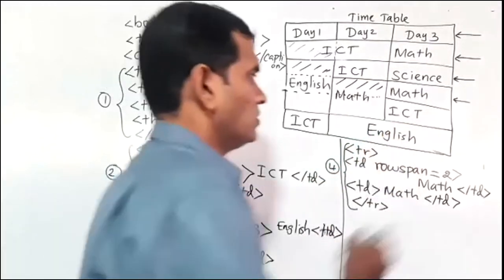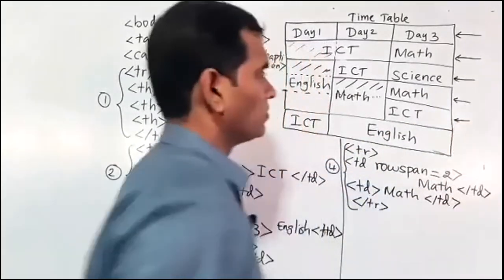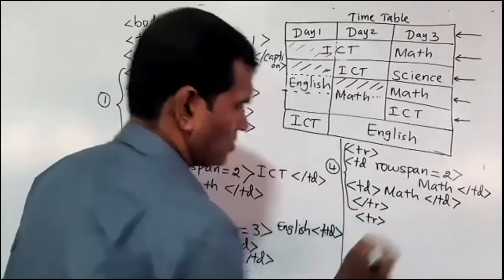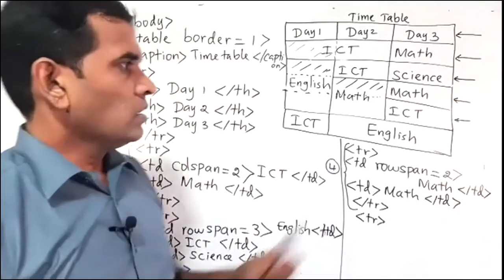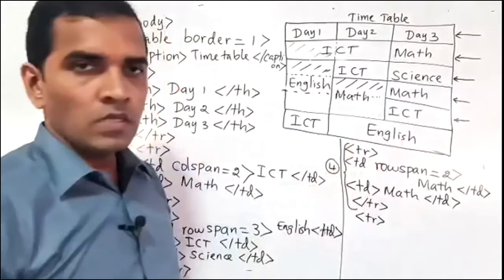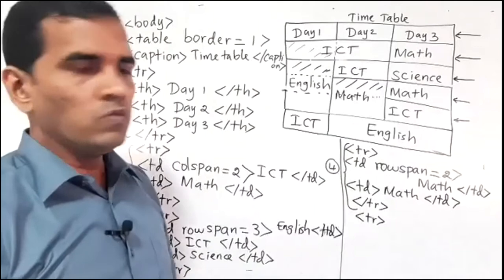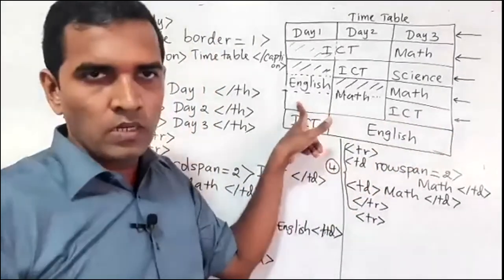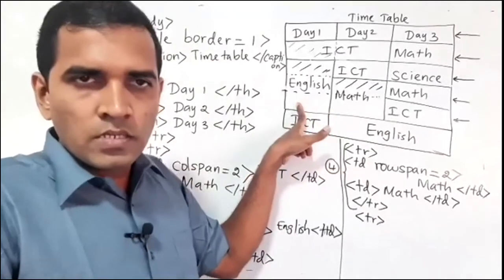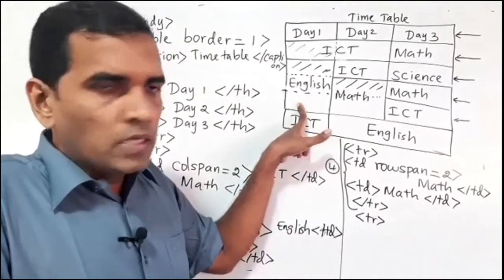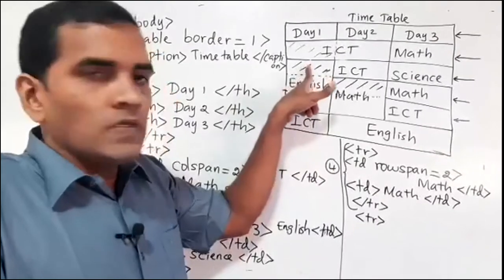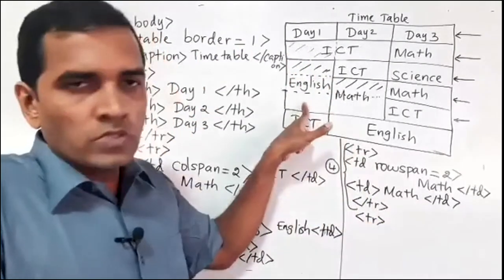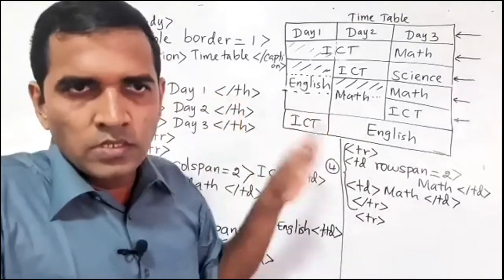Let's go to the fifth one. This is the fifth. So again, TR. Look, here the first cell would be this one. In the fifth row, the first cell would be this one, but look, that was created. That was created because when we created this cell, we created 3 cells together. So no need to create it again.